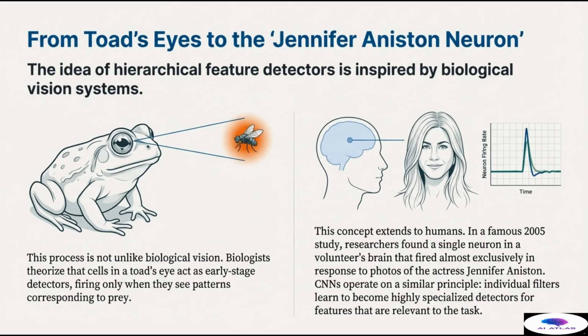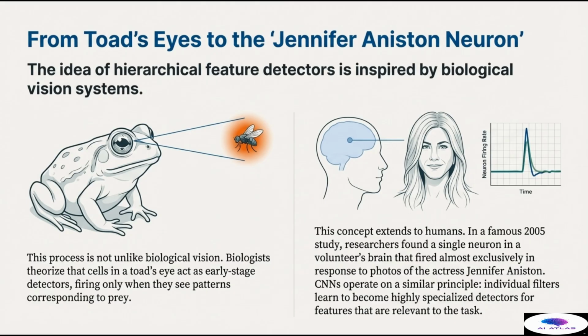This concept of specialization extends even to the human brain. A famous 2005 study identified what researchers dubbed the Jennifer Aniston neuron in a volunteer's brain. This single neuron fired almost exclusively in response to viewing photos of the actress Jennifer Aniston, suggesting highly specific, high-level specialization.